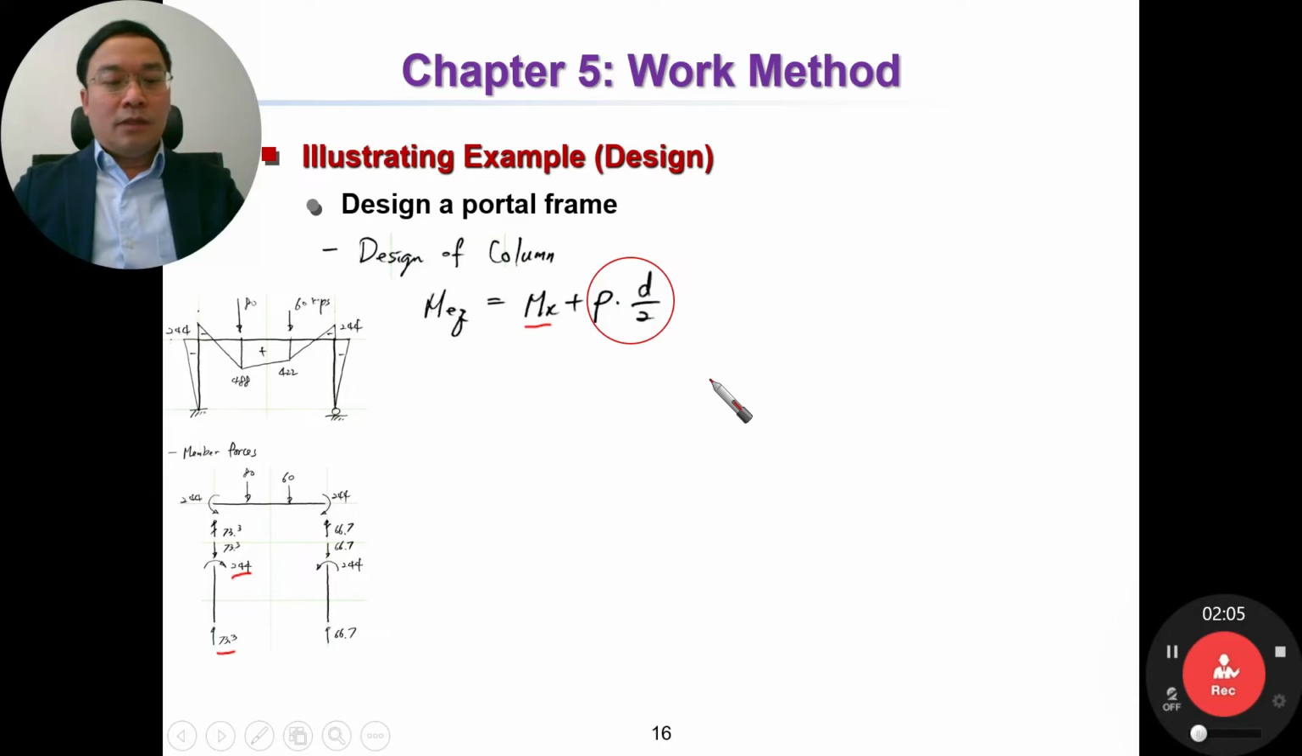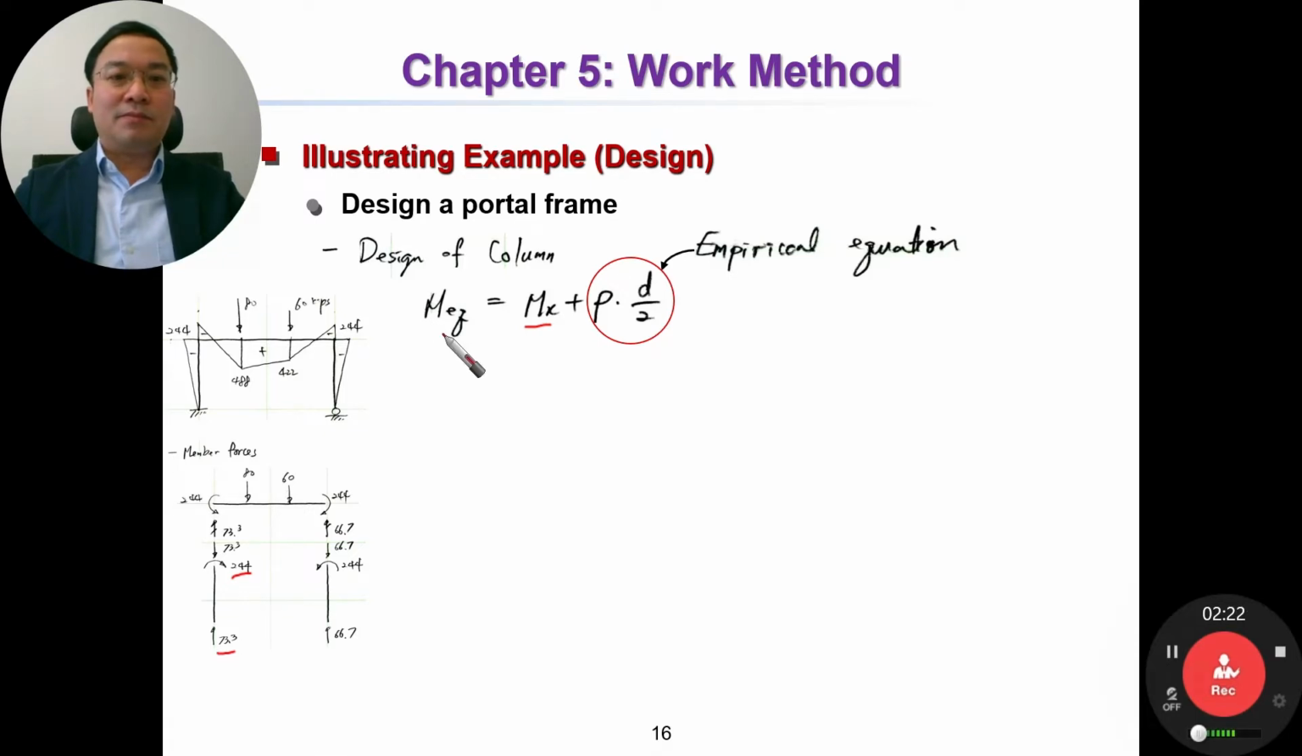Now, actually, this is an empirical equation. Based on the experience of researchers, they proposed this equation to determine the requirement of the moment. And here D is the height of the section. So for example, for an I section, the height of the section is D.